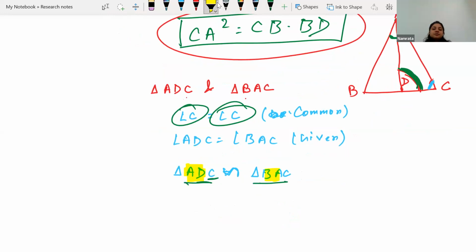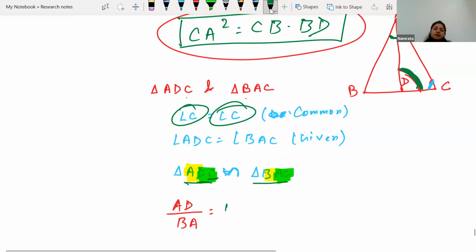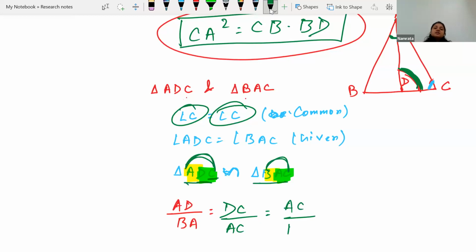AD is to BA. Let's write it. AD is to BA is equal to DC is to AC, is equal to AC is to BC. This is how we will be using the name. And if your name is not correct, whether you are talking about congruency or similarity, if the name you have written is not correct, then this proportion part you won't be able to write. You will end up getting confused.